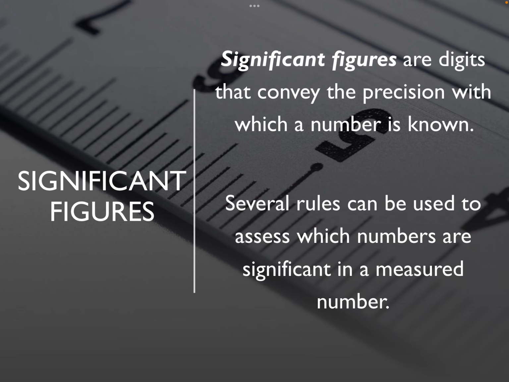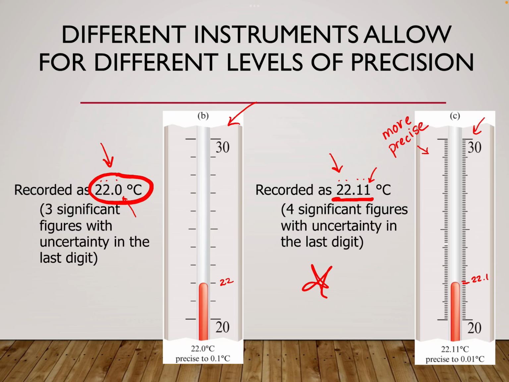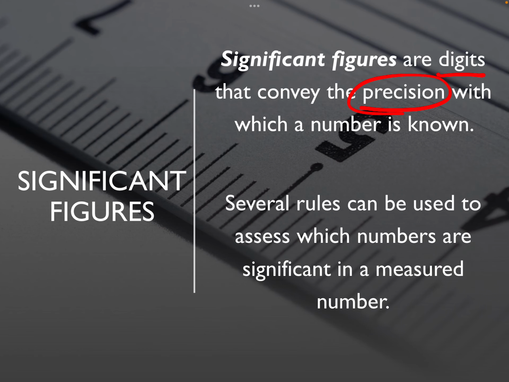So significant figures. These significant figures, they are digits, so numbers that convey the precision with which a number is known. More significant figures equals more precise. Okay, so like here, where we had 4 digits as opposed to 3, this was more precise because we had more significant figures. Okay, there are rules that can be used to tell us which numbers are significant and which ones are not. Okay, so this is important. Just because all of these numbers show up in a measurement doesn't mean they are all significant. This is where it gets exciting.